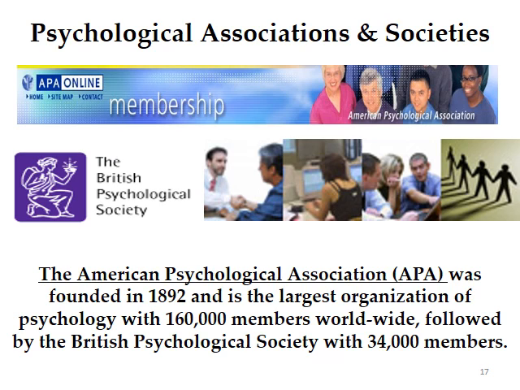Psychological association societies: you have the APA, you have the British Psychological Association. The American Psychological Association was founded in 1892. It's the largest organization of psychology with 160,000 members worldwide, followed by the British Psychological Association.